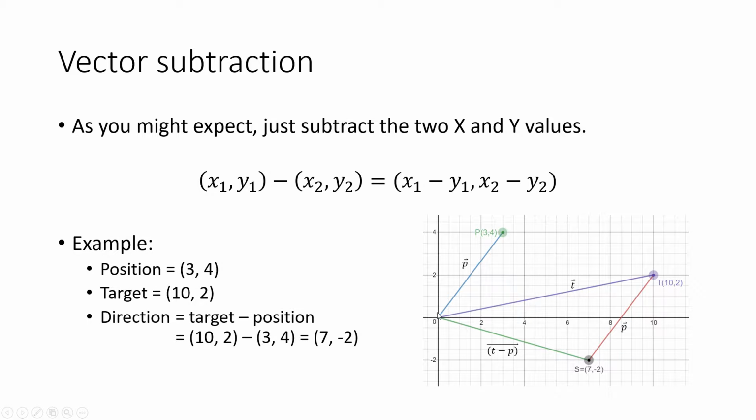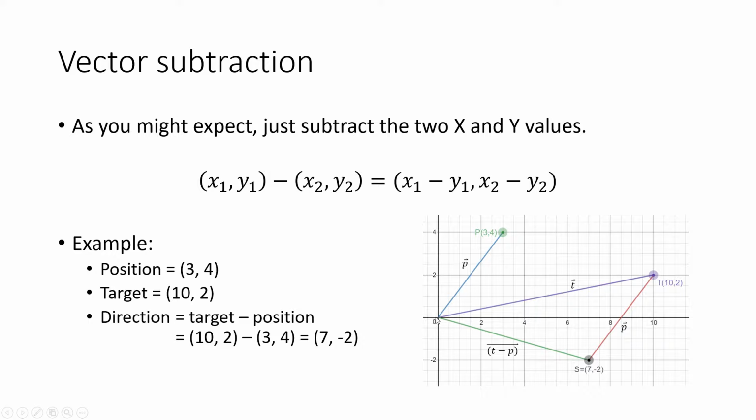So in this example, we've got a position 3, 4 and a vector that points at that, called P, vector P. And if we have a target at 10, 2 and a vector T that points at that, then T minus P is where you take T, 10, 2 and subtract P, 3, 4. So 10, 2 minus 3, 4: 10 minus 3 is 7, 2 minus 4 is negative 2, so 7, minus 2.